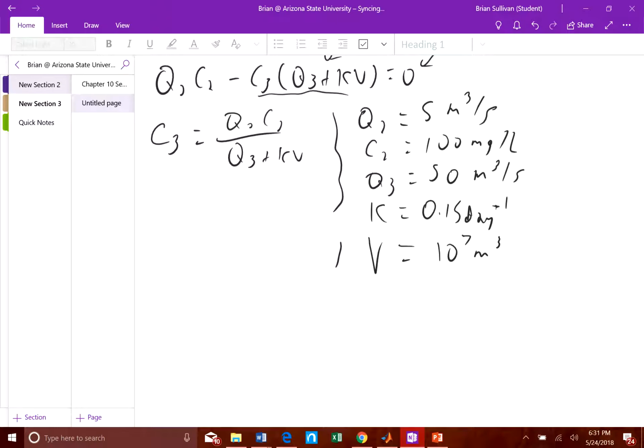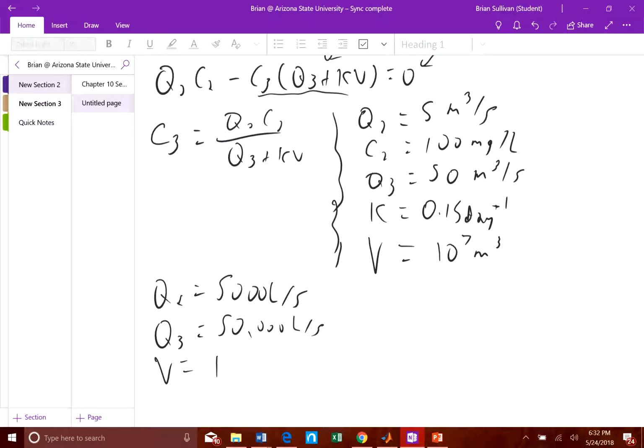But we have to make sure the units agree with each other. And the one unit that doesn't agree with all the other ones is milligrams per liter, and we've got meters cubed. So let's turn all those meters cubed for Q2 and Q3 into terms of liters. So Q2 is going to be equal to 5,000 liters per second because there's 1,000 liters in a meter cubed. Now Q3 is going to be equal to 50,000 liters per second. Now we have to turn the volume into liters. So 10 to the 7th, add 3 more to it, is 10 to the 10th liters, right?